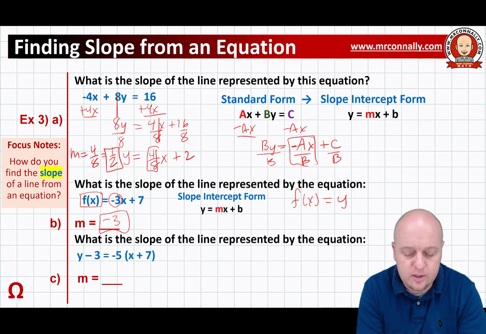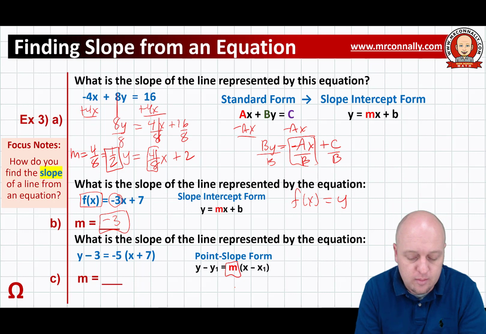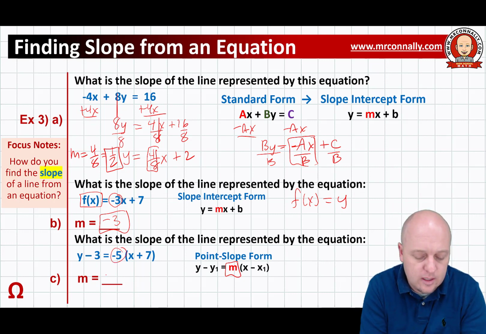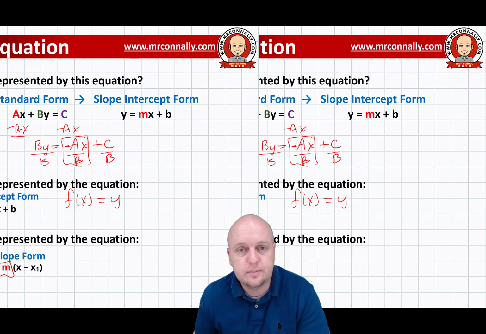And for C, what is the slope of the line represented by the equation y minus 3 equals negative 5 times x plus 7? This is point slope form. And remember, in point slope form, the m, or the slope, is the number right in front there. So in this case, it's negative 5. So that is the slope. Okay, go ahead and pause to finish those up.